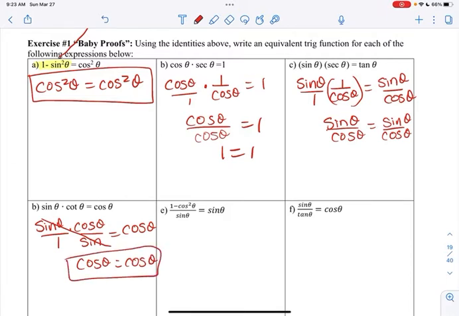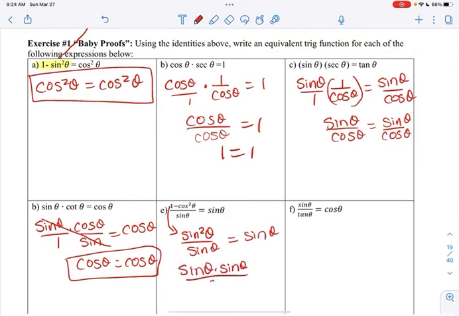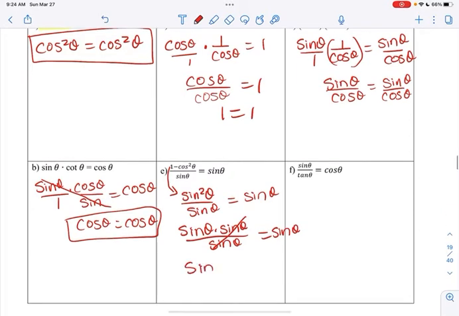All right, next one. E, 1 minus cosine squared theta. Well, we already know that that's equivalent to sine squared theta. And basically, sine squared theta just means that I really have two sines. And the two that I have on top, one of them can cancel with one of the ones on the bottom, and I'm just left with sine theta equals sine theta.